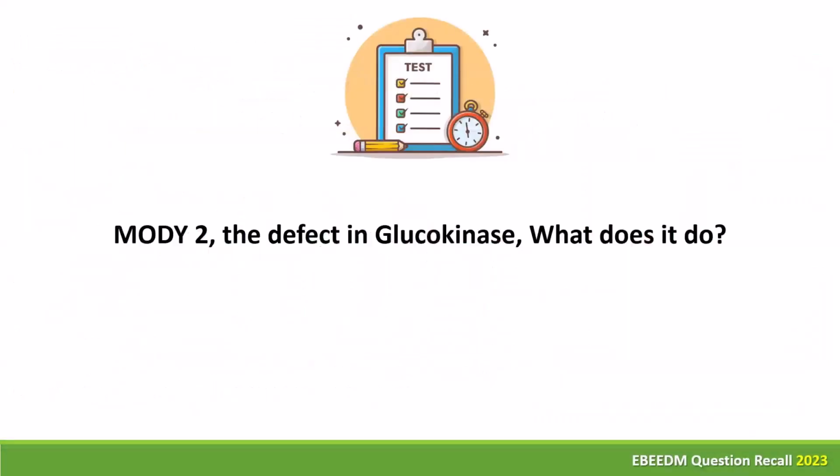So in the previous exams, 2023 and 2022, they ask questions like this. In 2023, they asked a question about MODY 2. What is the defect of glucokinase? What does glucokinase do in the pathophysiology? Of course, there are a lot of options, but actually glucokinase is responsible for phosphorylation of glucose.